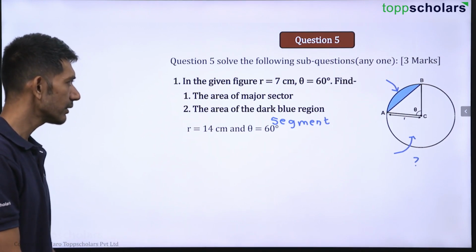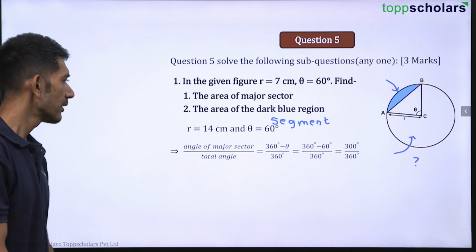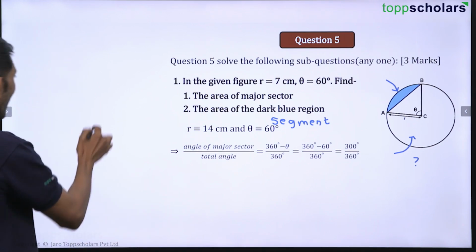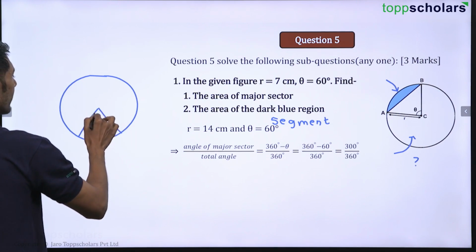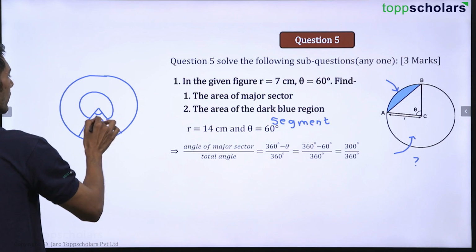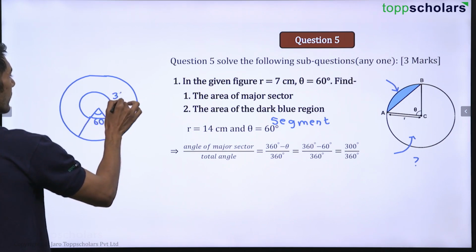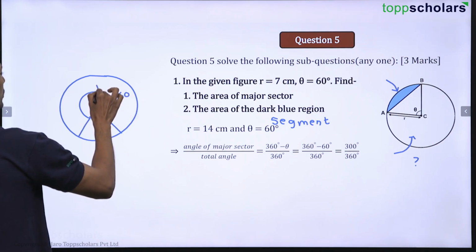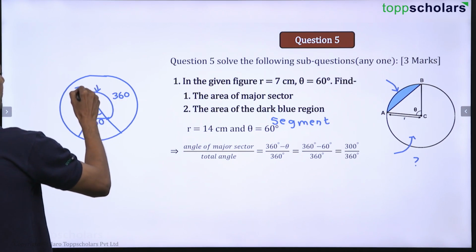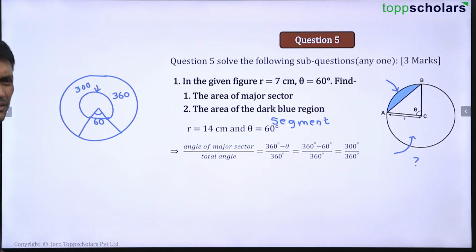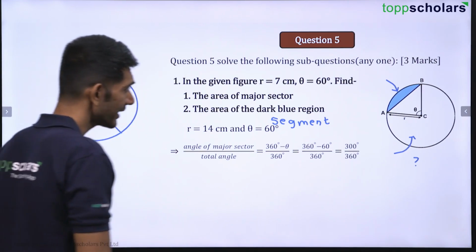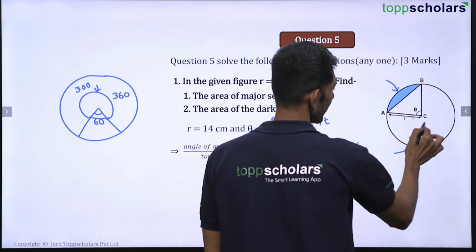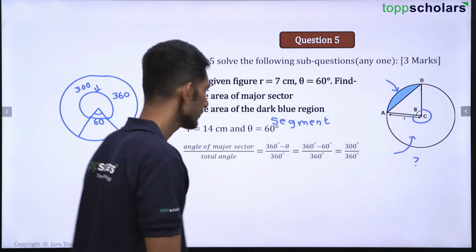Segment. Okay. So firstly, the radius is given. Radius is how much? 14. Theta is 60. Now tell me one thing. If I have a circle and if this angle is 60, we know that one complete rotation is 360. So what will be the remaining portion? 360 minus 60, that is 300. We know this, isn't it? So the remaining section will be 300. So can I say this is 300? Correct?